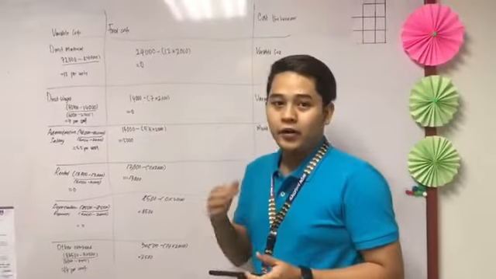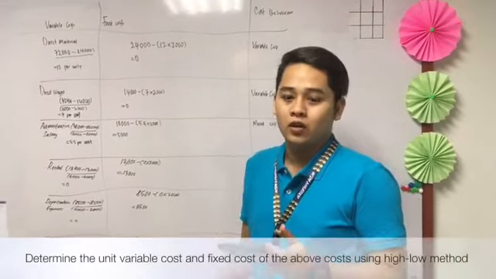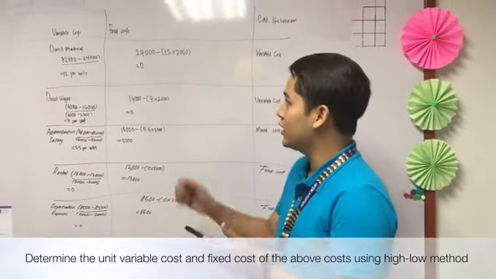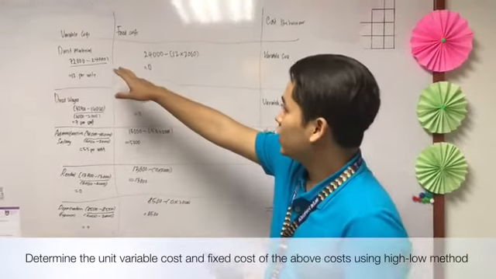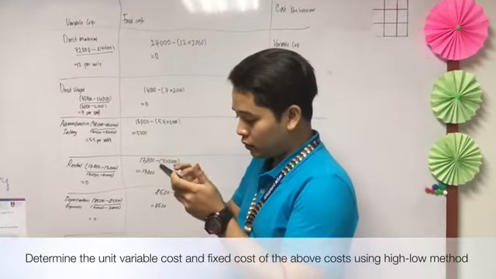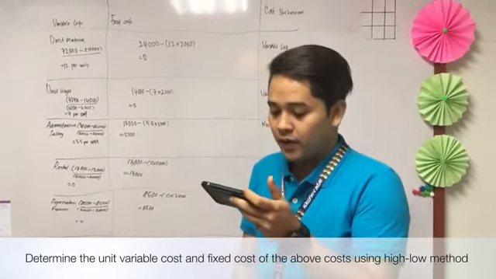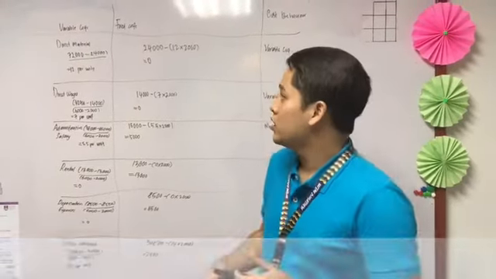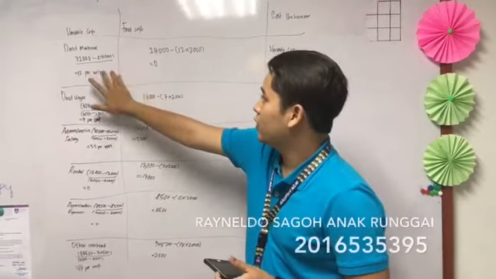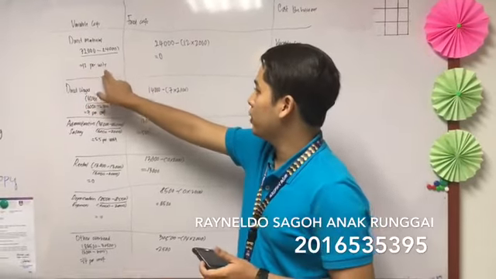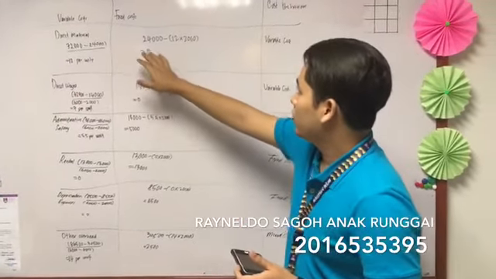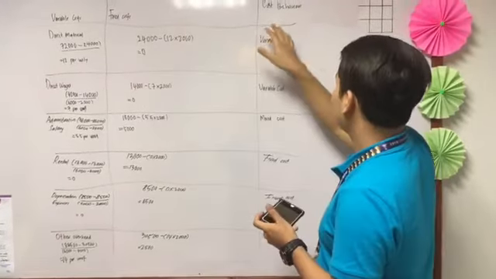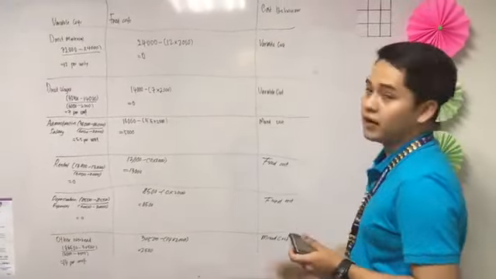So, first I'm going to present the first segment of the first question, which is part A. Firstly, we are going to determine the unit variable cost and fixed cost of the above costing using the high-low method. For the direct material, we get 12 per unit. We calculate the fixed cost and we get 0, so the cost behavior is variable cost.